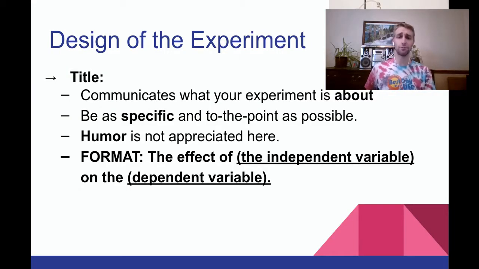So first is a title. When you're writing a title for an experiment in this class, we are going to use a specific format. Now, you may not use that format in other classes, and you'll see real research papers don't have titles that always fit this format, but it's a little shortcut that we are going to use just for this class. So that is the effect of blank on blank. So in the first blank, you're going to write the independent variable, whatever it is for your experiment. And then the second blank, you're going to write your dependent variable.